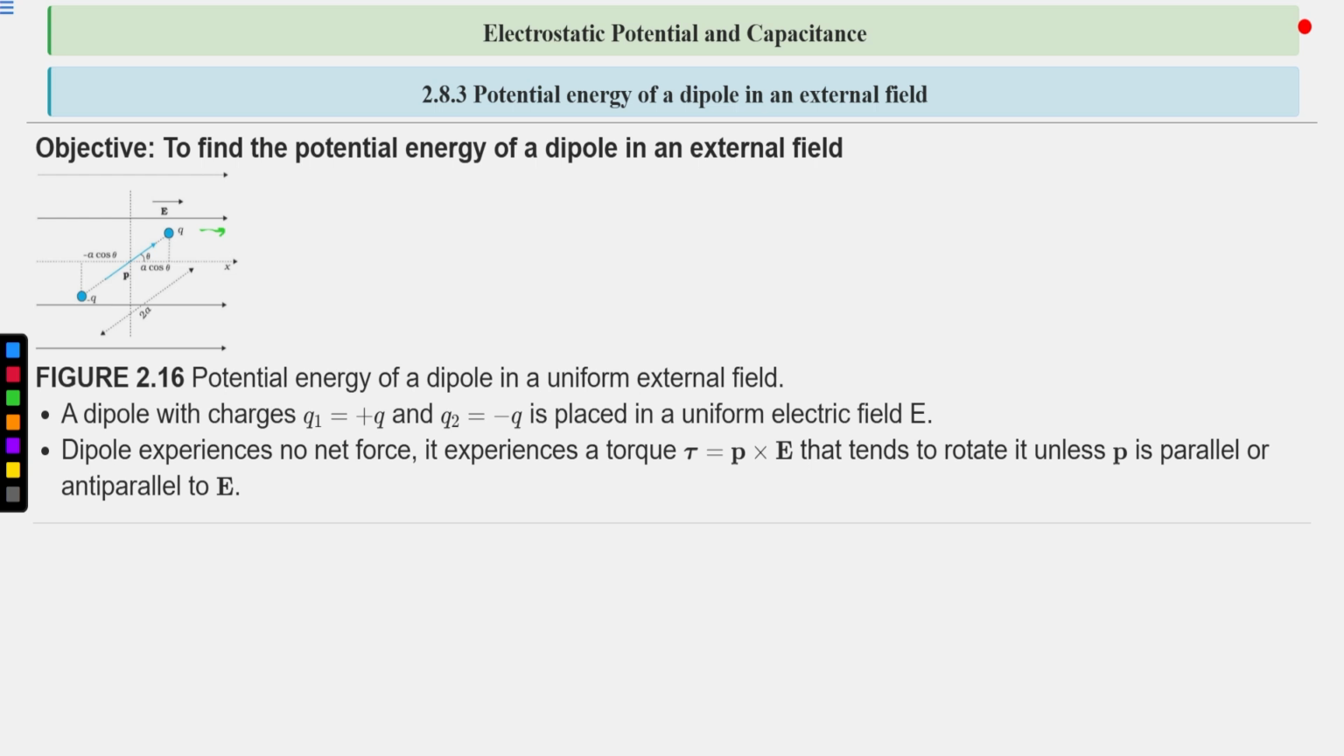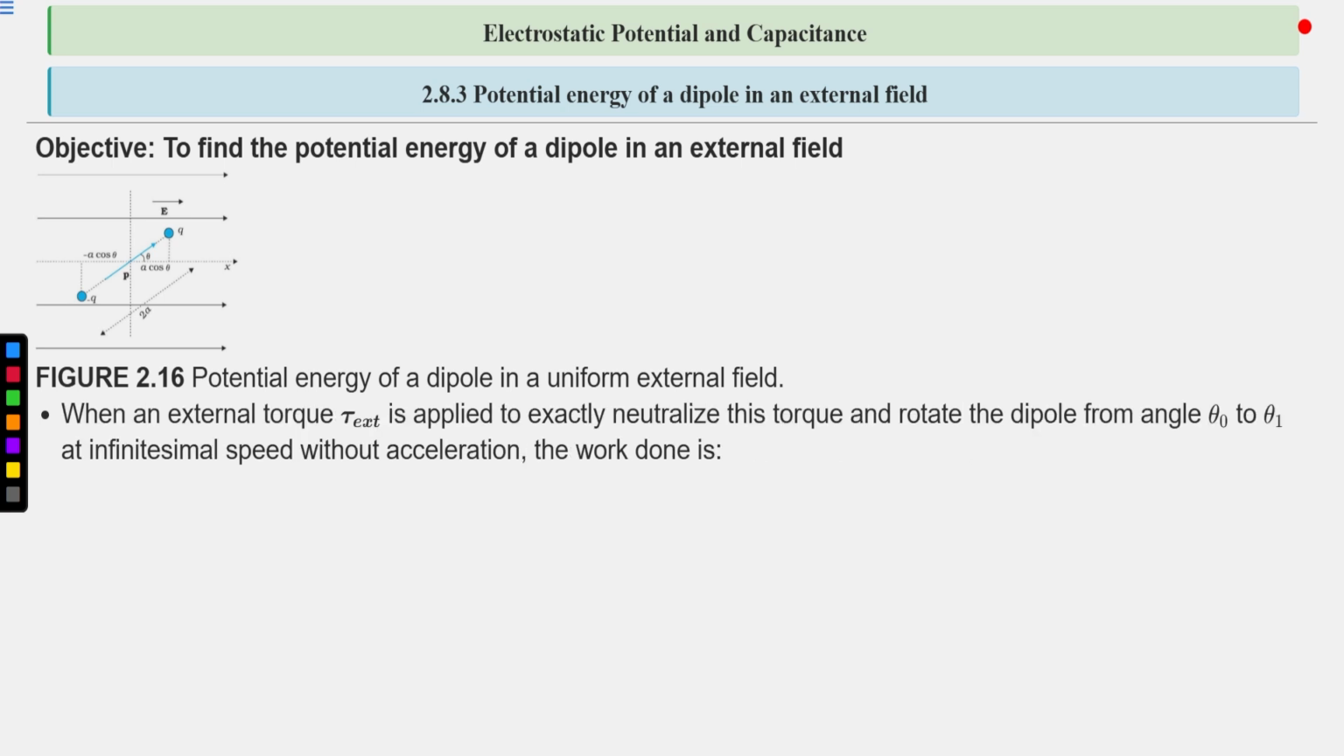It experiences a torque that is equal to, as we calculated, P cross E. P is dipole moment, E is electric field, which results in PE sin theta. That tends to rotate it unless P is parallel or anti-parallel to E. Okay, an external torque is applied to exactly neutralize this torque, the torque which is being applied on this dipole by the electric field.